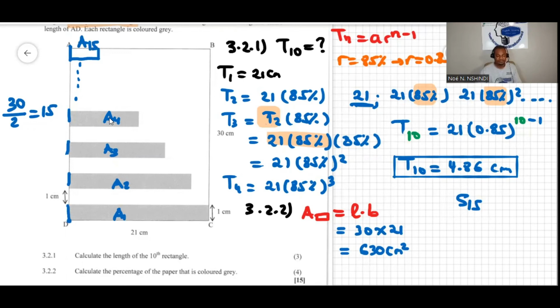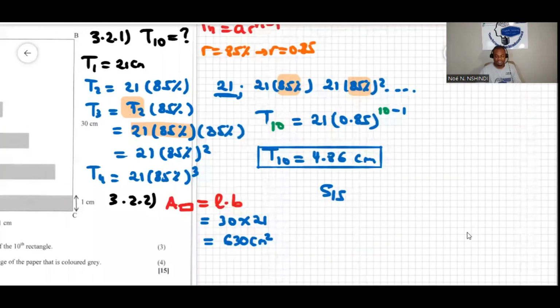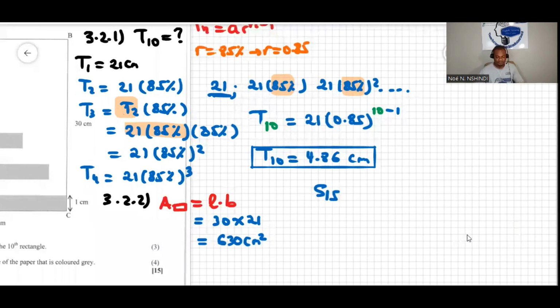Now, we know that the area of the rectangle is length times breadth. Here the breadth is just 1 centimeter and the length is 21. Over here 1 centimeter and then 21 times 85%. 1 times the previous rectangle times 85%, and so on and so forth. So we are basically going to calculate the sum of 15 rectangles.